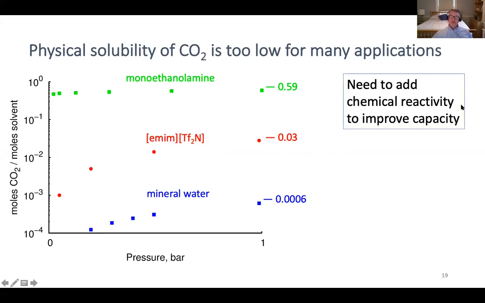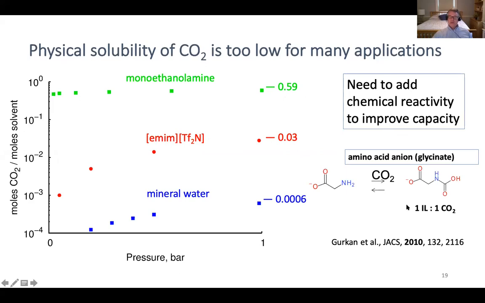So what we realized is if we really want to improve this solubility selectivity, we should think about adding chemical reactivity. So one way you can do that, which we've shown years ago, was by tailoring the anion so that it has a reactive amine group. So here's just a very simple glycinate anion. So we just use glycine, an amino acid. And it turns out that that'll react in a 1-to-1 ratio with CO2 to form this species. So this looks pretty good.